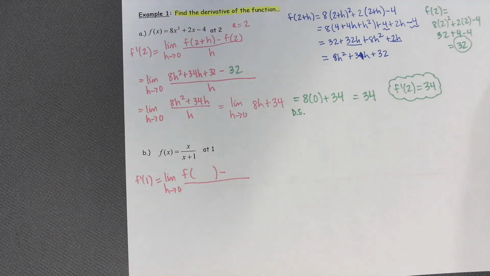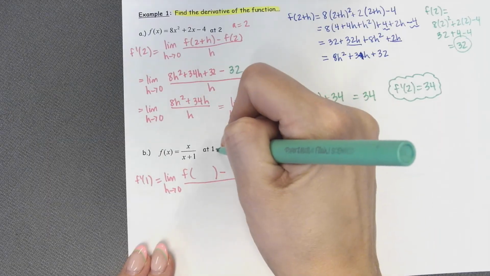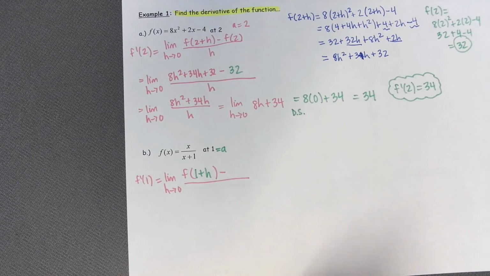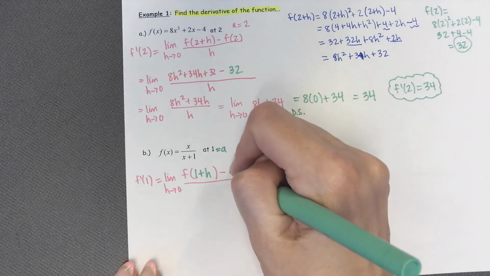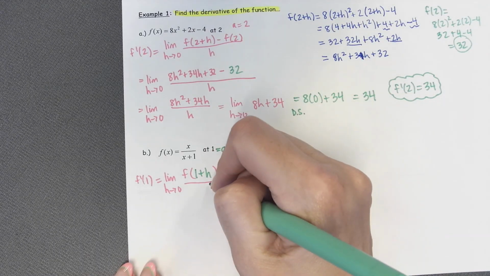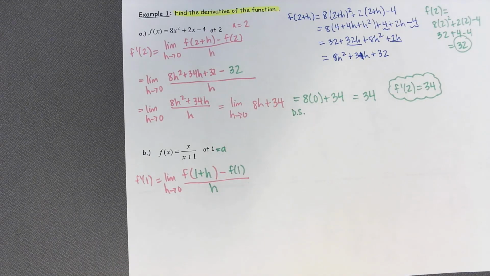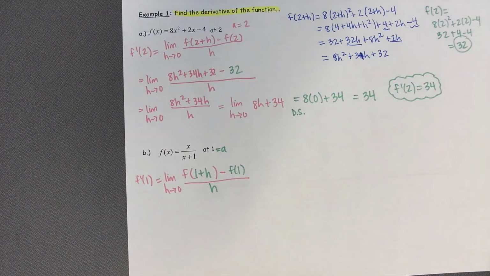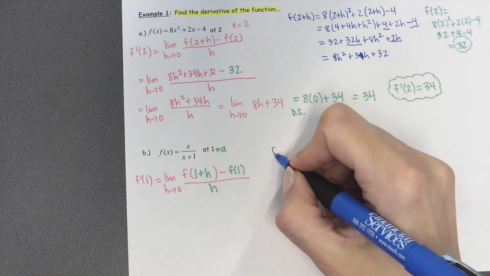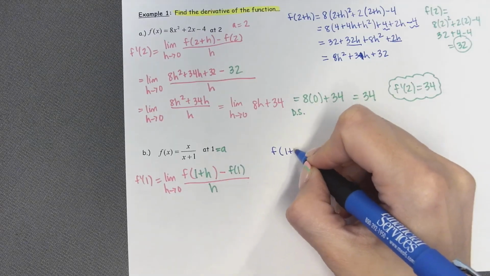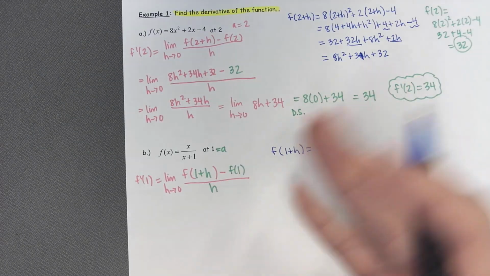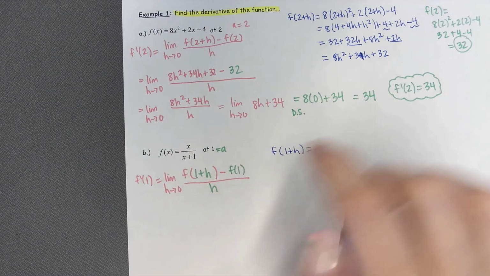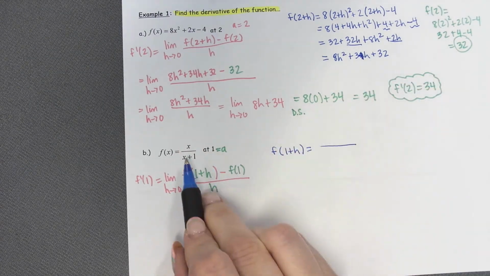Okay, so whatever they give you here, that is your a value. So this becomes 1 plus h, okay, and then it's going to be minus f of 1 divided by h. Okay, so again, if you want to simplify on the side, you can. If you want to plug it in, that's fine too. In this case, you have to plug in 1 plus h in 2 places.